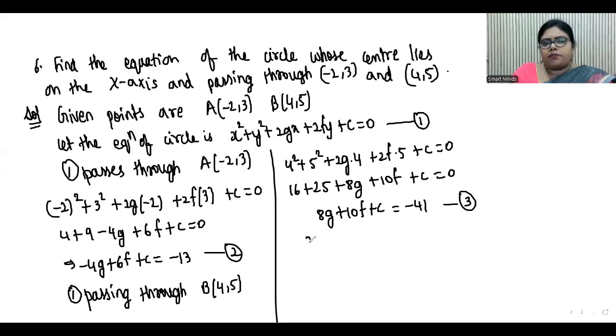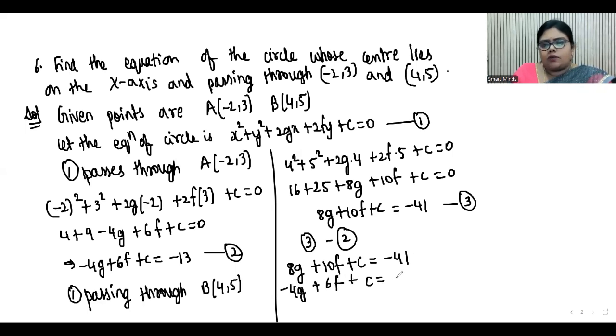Now we need to subtract them. Either you do 3 minus 2 or 2 minus 3. So we are doing 3 minus 2. 8g plus 10f plus c equals minus 41. Minus, minus 4g plus 6f plus c is equal to minus 13. Now change the signs. Minus will become plus, plus will become minus. c minus c cancel.